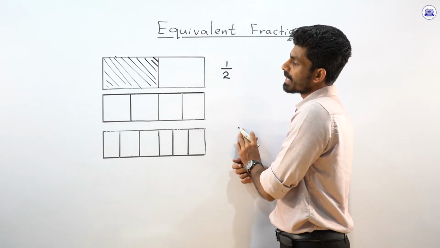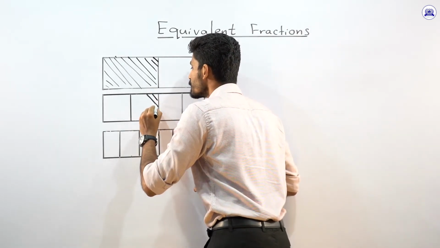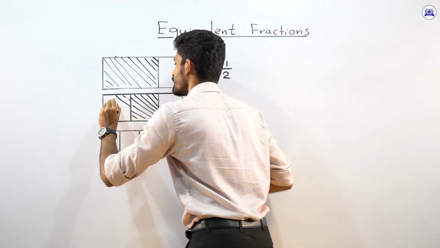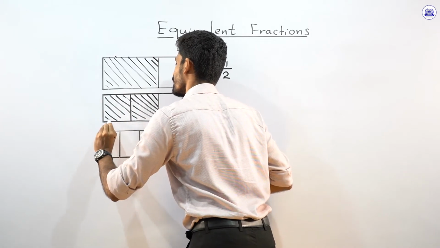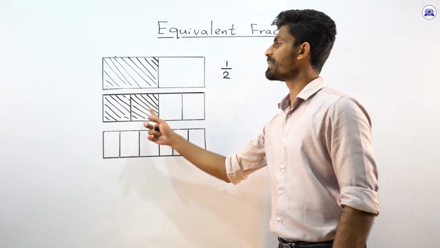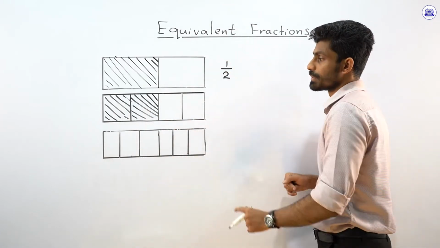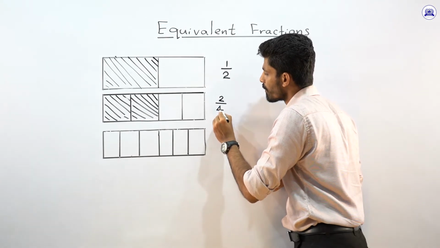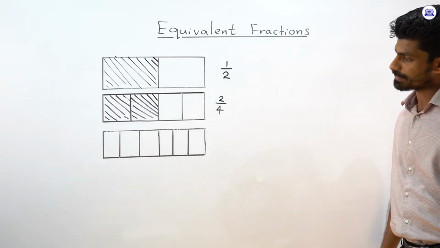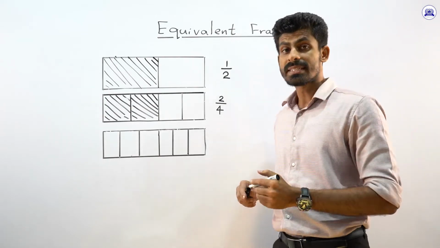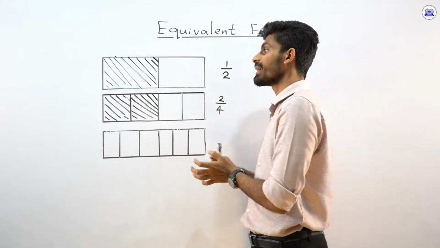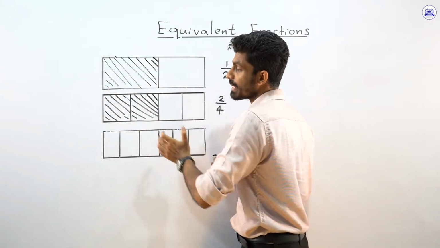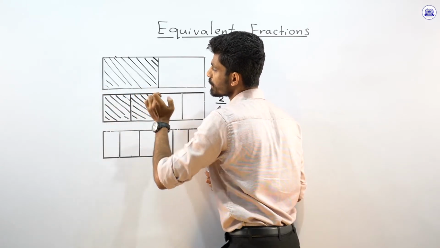Just look at the second one. I'm going to color two portions. Then it is two pieces out of four. So we can write this as the fraction 2/4. But my dear student, look carefully at this one. Look at the magnitude. This one is equal to the same as this one.